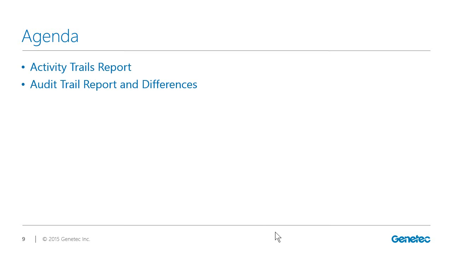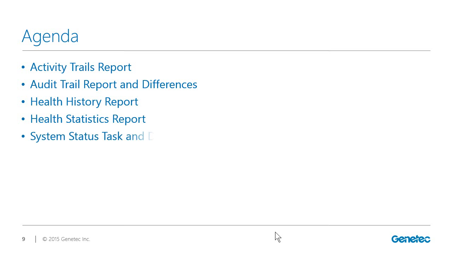Now, looking at the agenda for the webinar, we're going to go through the core reports and give some examples of when you'd use the report, and then take a look at the automation side of things. So we're going to start with the activity trail report, move on to the audit trails, and once we have both of these defined and have some examples for each, we'll take a look at the differences between the two. Next, we'll take a look at the health reports and as well the system status report. Again, we'll take a look at the differences in information that we can get from all three of these reports here.